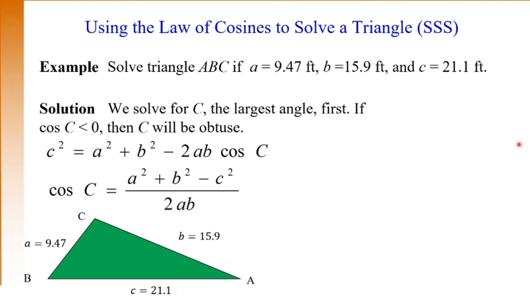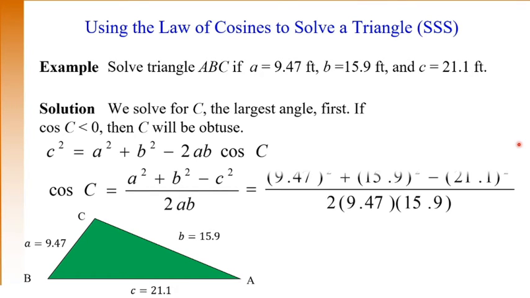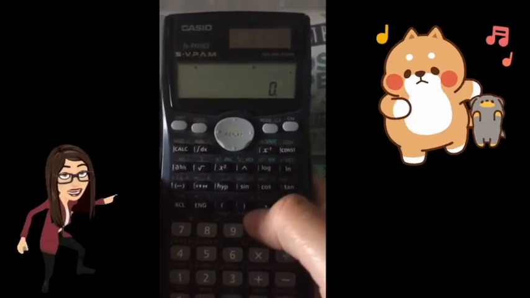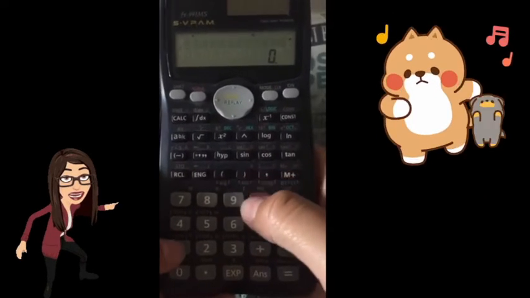Okay. So, the formula that we're going to use is cosine C equals A squared plus B squared minus C squared all over 2AB. That's the one that I've shown a while ago. So, we're just going to input all our given. Then, we're going to use our calculator. So, here's how we're going to get the value of the angle using given three sides.